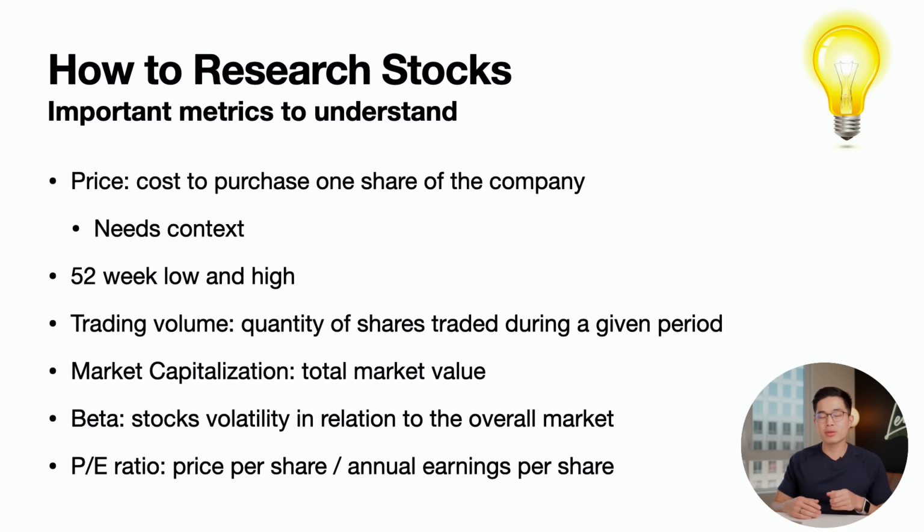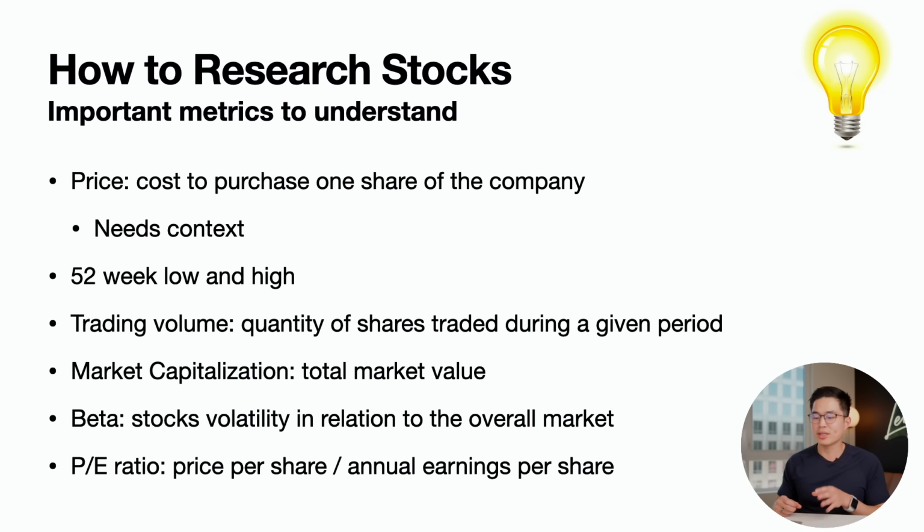So now that we've talked about the different types of orders, let's talk about how you can research stocks. And there are definitely some very important metrics to understand. First, of course, is your price. This is the cost to purchase one share of that company. But that price itself needs some context because you're not going to know how many shares there are in total by just looking at the price. What you need to do is know how many shares there are in total, and you'll multiply the price by the number of shares in total to get the market cap.